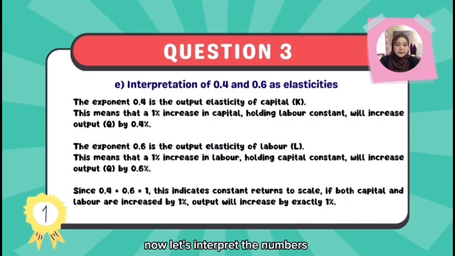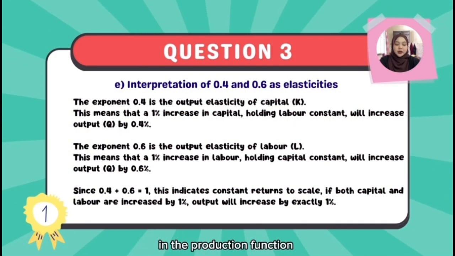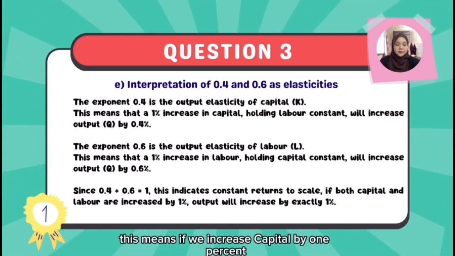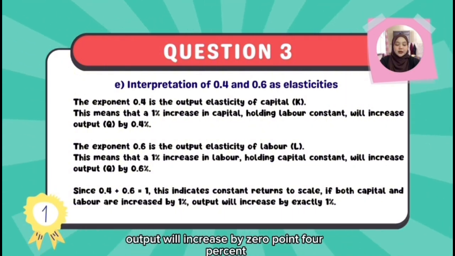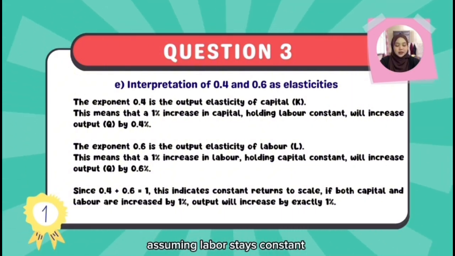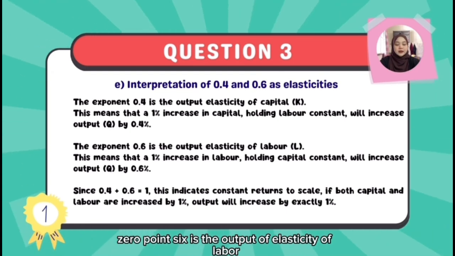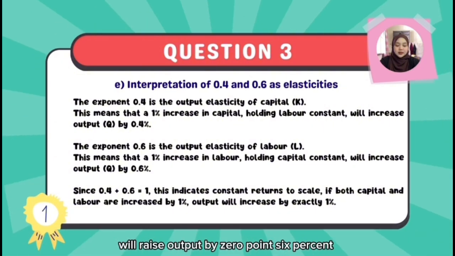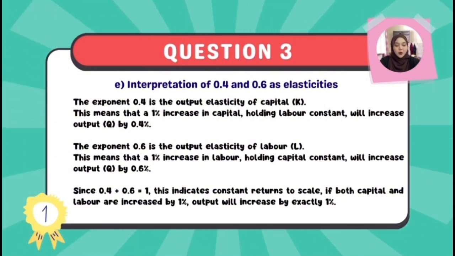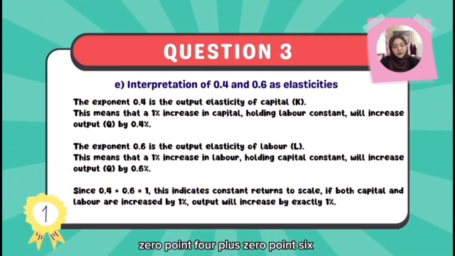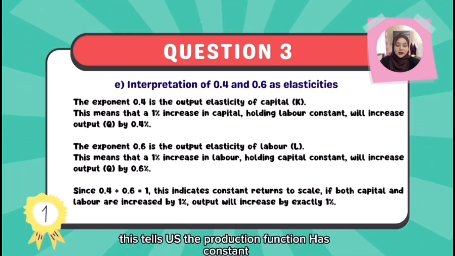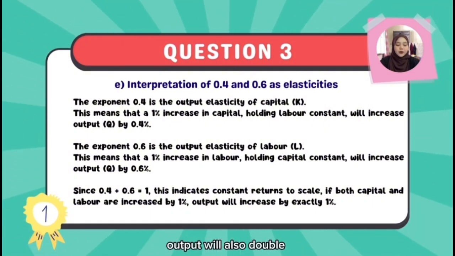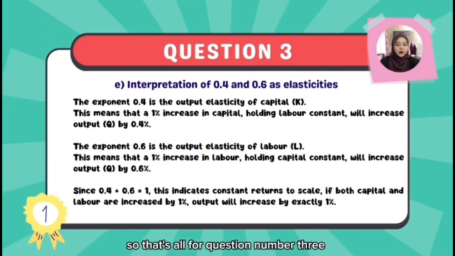Now, let's interpret the numbers 0.4 and 0.6. In the production function, the value of 0.4 is the output elasticity of capital. This means if we increase capital by 1%, output will increase by 0.4%, assuming labor stays constant. The value 0.6 is the output elasticity of labor. So, a 1% increase in labor will raise output by 0.6%, holding capital constant. When we add both elasticities, 0.4 plus 0.6, we get 1. This tells us the production function has constant returns to scale, meaning if both inputs double, output will also double. So, that's all for question number 3.